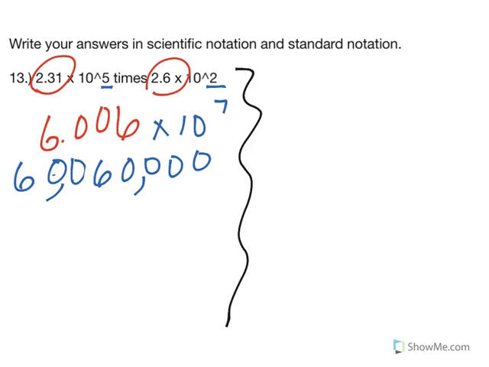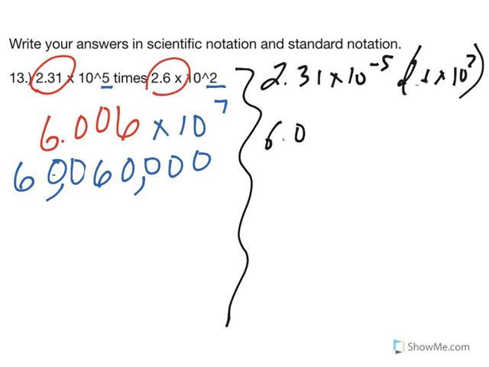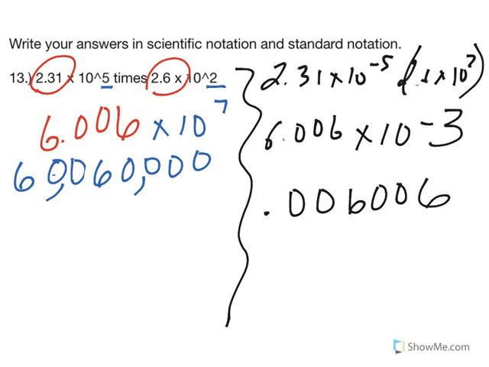But if you look at the paper, it's 2.31 times 10 to the negative fifth times 2.6 times 10 to the second. And that will end up with 6.006 times 10 to the negative third, which would be 0.006006. Look how different it is when all we changed there was the exponent on the first problem. So that's very different.